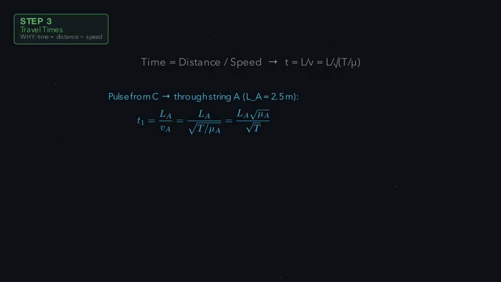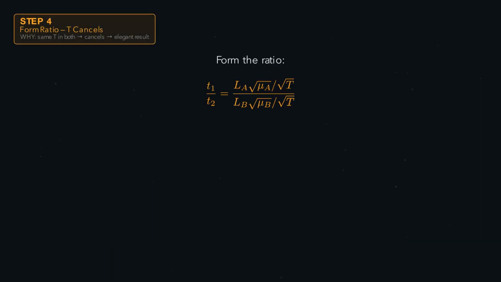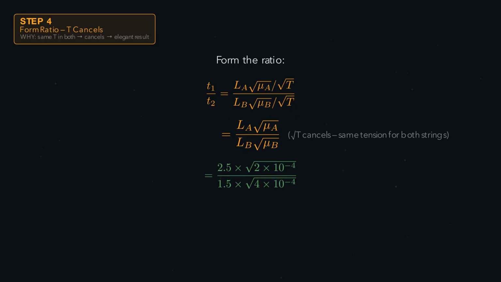Now, for travel times. Pulse from C covers 2.5 meters through string A. That's T1. Pulse from D covers 1.5 meters through string B. That's T2. Notice that when we write each time as L times the square root of mu over the square root of T, the square root of T appears in both. When we form the ratio T1 over T2, that root T cancels exactly, because both strings share the same tension.